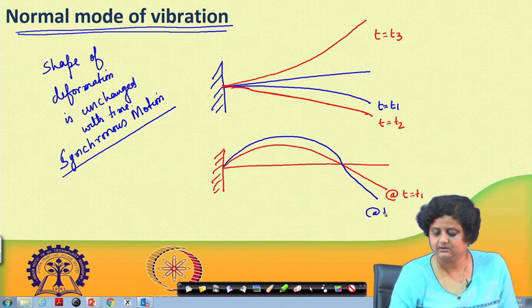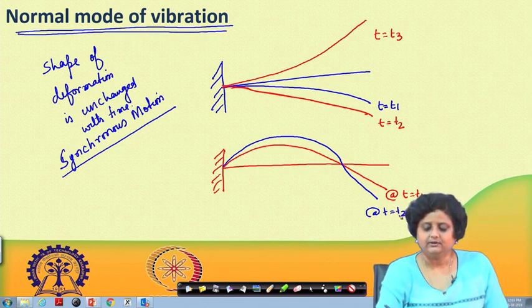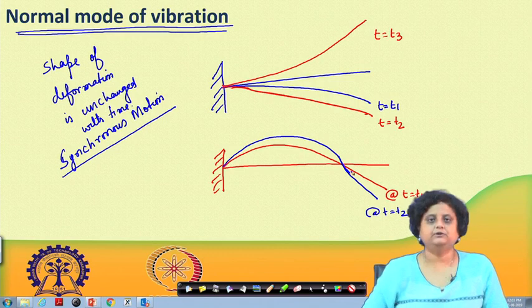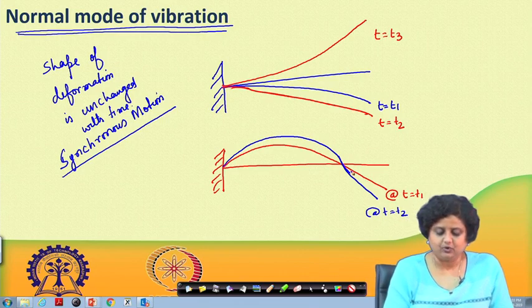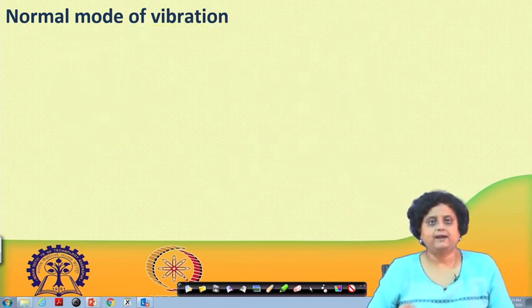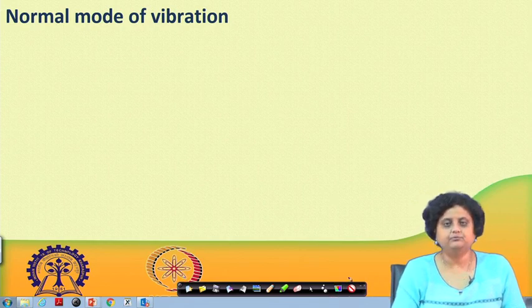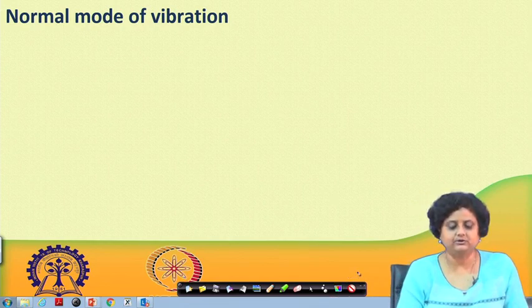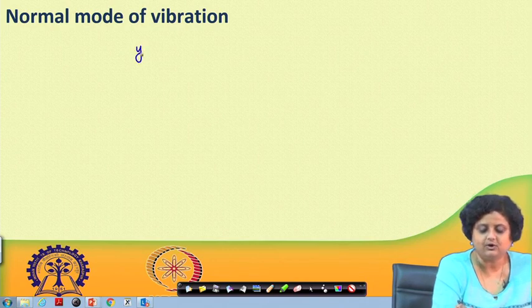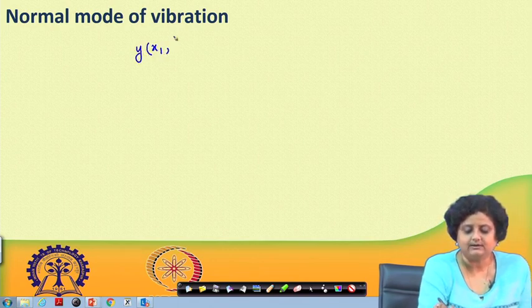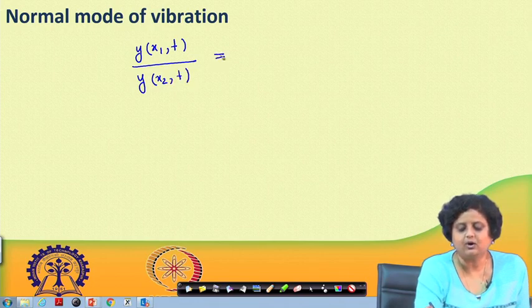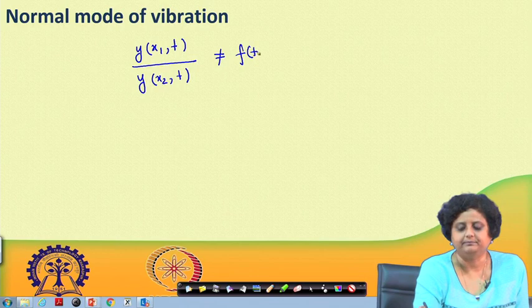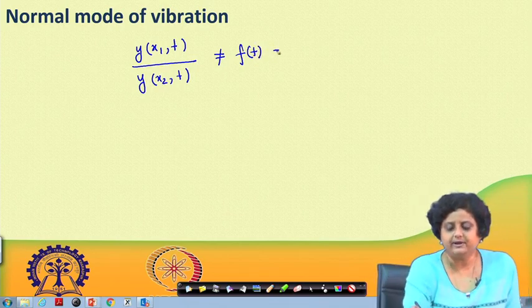This is at t equals t2. The overall displacement is changing, but the shape of the displacement, the shape of deformation, is not changing with time. So, now to express whatever we have said in terms of a mathematical expression, we can say that the ratio of y(x1) at any t by y(x2) at any t should not be a function of time, or should be a constant.